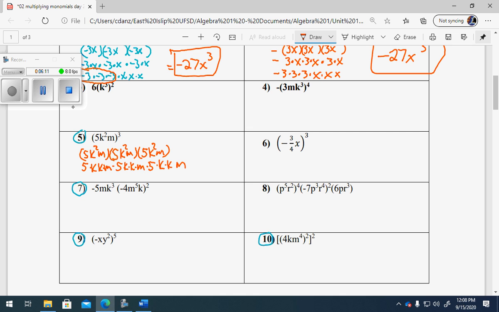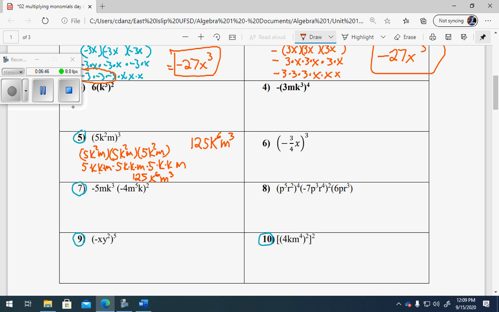Instead of rewriting this, I'm just going to use a commutative property in my head and do 5 times 5 times 5. 5 times 5 is 25. 25 times 5 is 125. K is being used as a factor 1, 2, 3, 4, 5, 6 times, so k to the 6th power. M is being used as a factor 3 times, so m to the 3rd power. I'm just going to rewrite it. It looks a little sloppy. It's 125 k to the 6th power, m to the 3rd power.